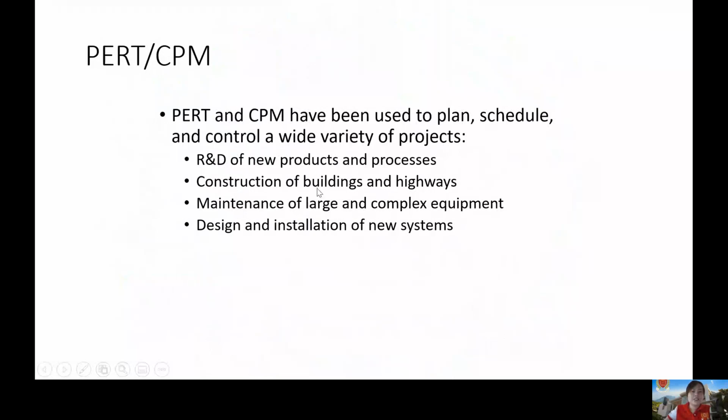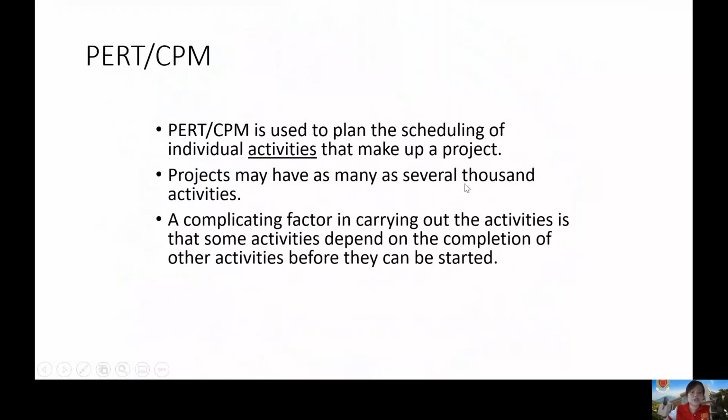PERT CPM is used to plan the scheduling of individual activities that make up a project. Projects may have as many as several thousand activities. A complicating factor in carrying out the activities is that some activities depend on the completion of other activities. So these are the problems that can be addressed by PERT CPM.